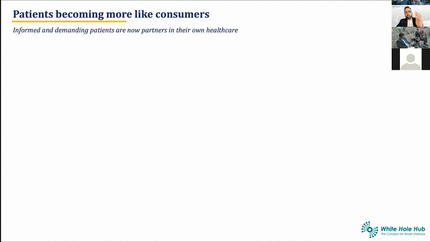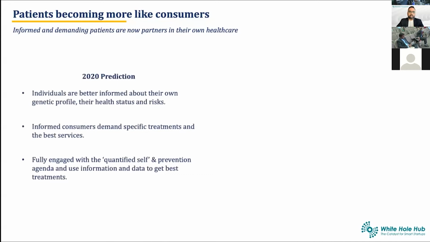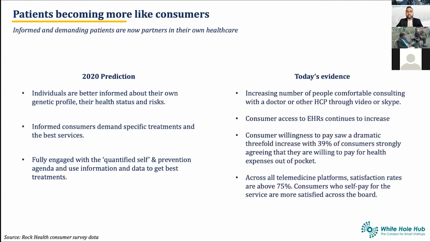Some time ago, about 2015 or so, we made a prediction of how the healthcare system would be in 2020. And these were the three points that we highlighted 5 years ago. We said that individuals are better informed about their own genetic profile, their health status and risk. Informed consumers demand specific treatments and the best services. They are fully engaged with the quantified self and prevention agenda, and use the information and data to get the best treatments. Now, this was a prediction made 5 years ago on the basis of the technology changes that were happening at that time. Today, we see that evidence happening.